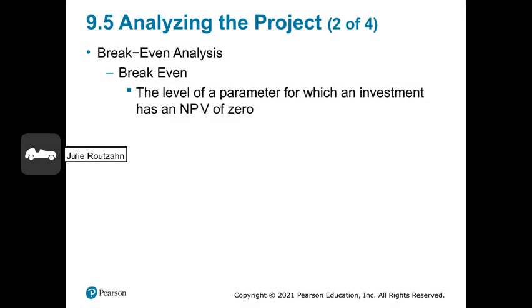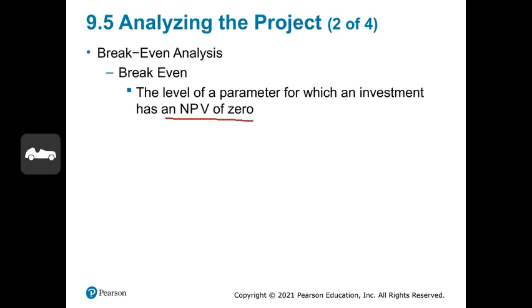Something else that may be of interest to the firm is looking at their break-even analysis. Something else that is always considered is, how much do I need to sell in order to cover all my fixed cost? Well, we're not breaking this down into fixed and variable cost. So your chapter is defining it as what is the level of a parameter for which an investment has a net present value of 0?